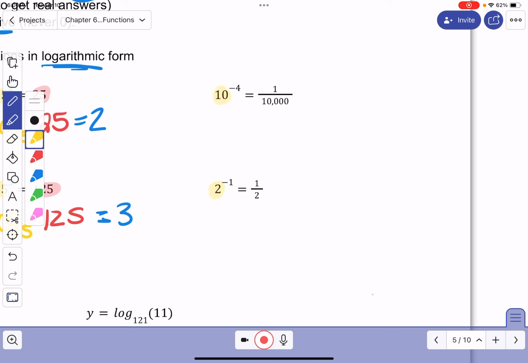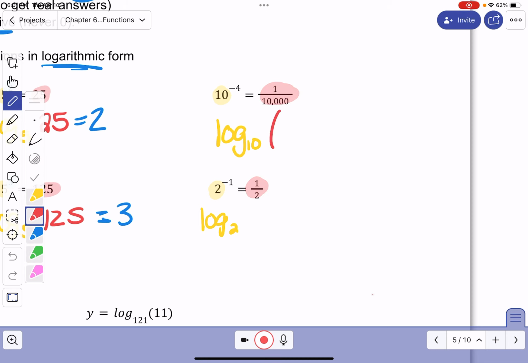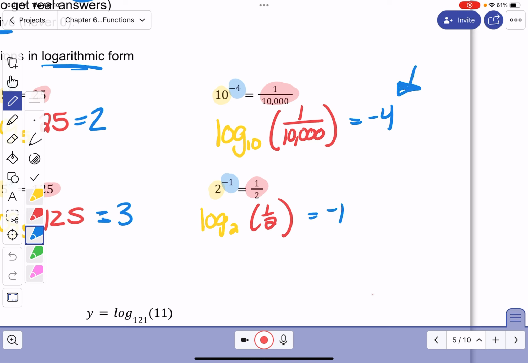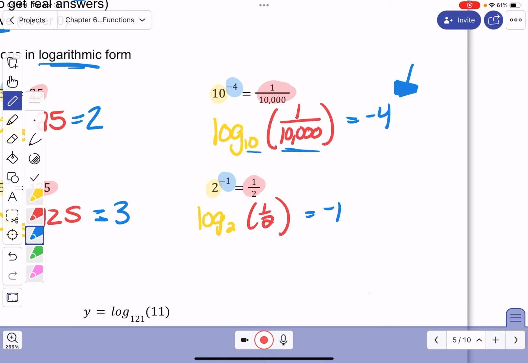Base is 10. Base is 2. So log base 10. Log base 2. Then we take our argument, our answers, and make them the arguments. So 1 over 10,000, 1/2. And then it's going to equal the exponent. So equals -4, equals -1. Now notice the answer, the exponent, can be negative. It's just the base and the argument that can't. Just keep that in mind.